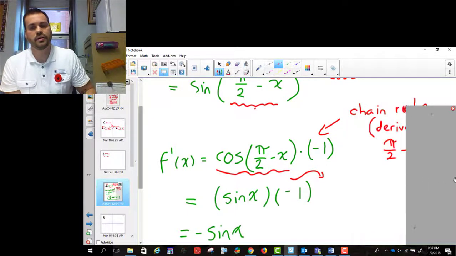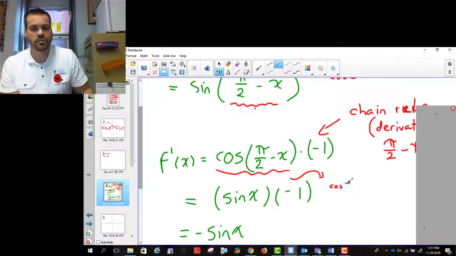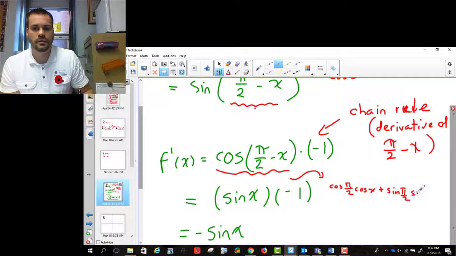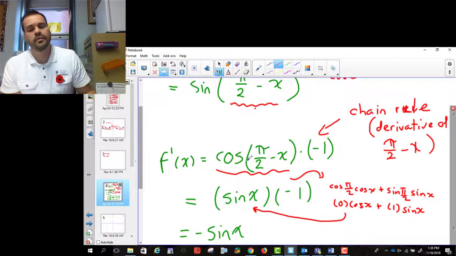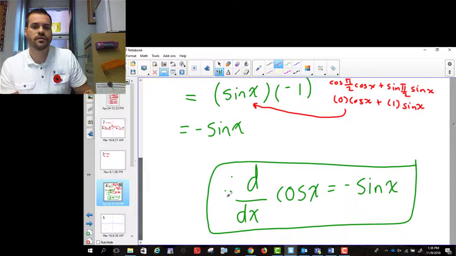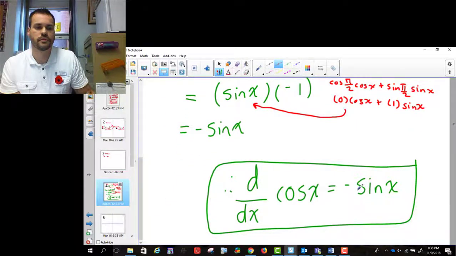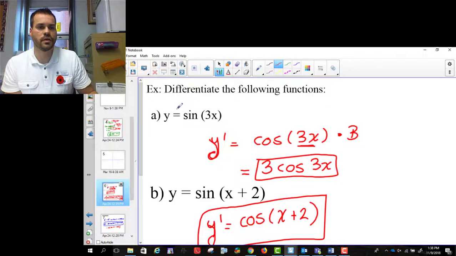we write it out again, your double angle identities. It's cosine pi over 2 cosine x plus sine of pi over 2 sine x. And so this becomes 0 times cosine x plus 1 multiplied by sine x. And so it just becomes sine x. Okay? And so the end result is that the derivative of cosine x is minus sine x. So those are our two trig derivatives, our two main ones, sine and cosine, and we can use them then to find the derivative.